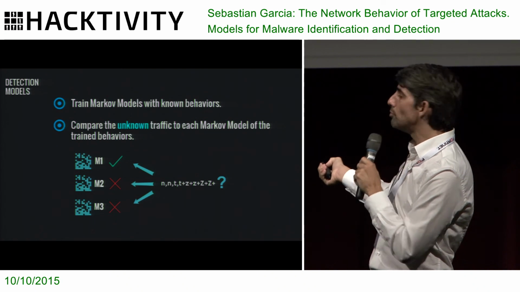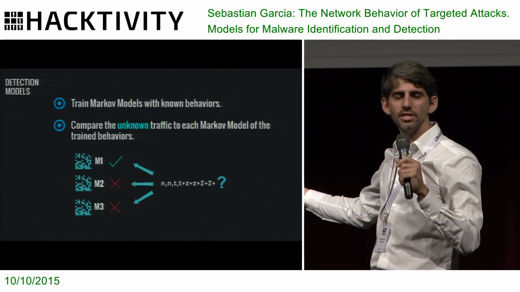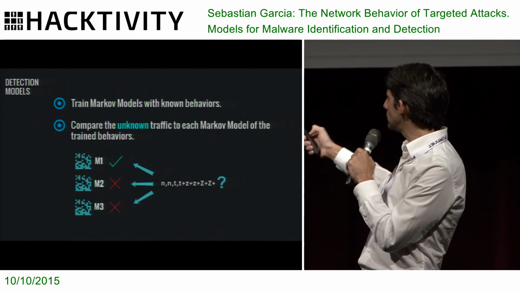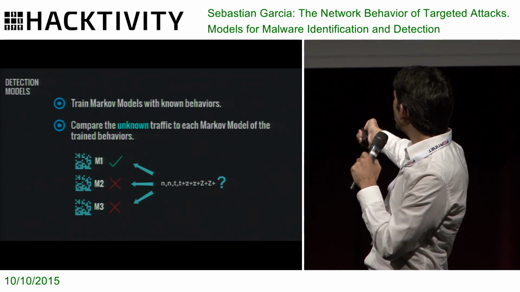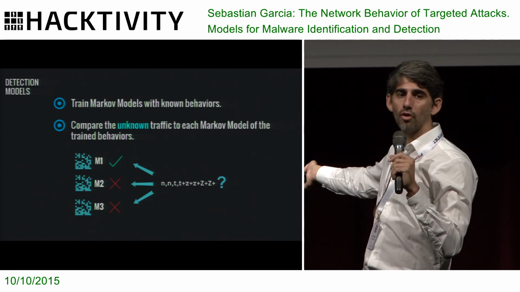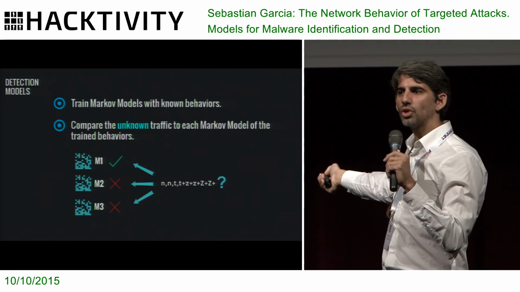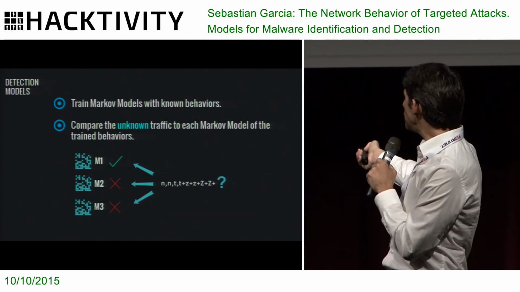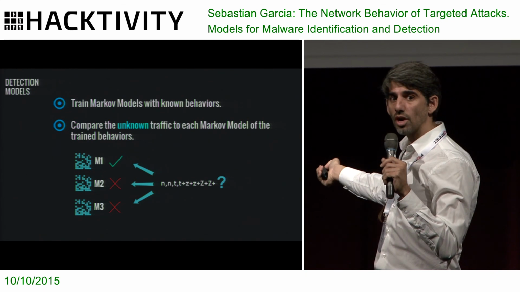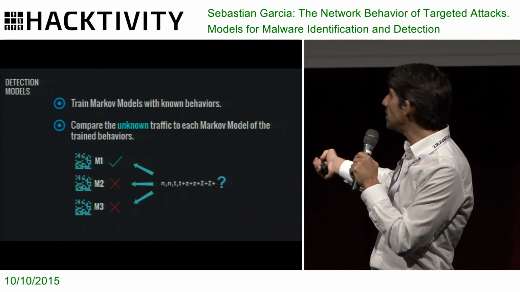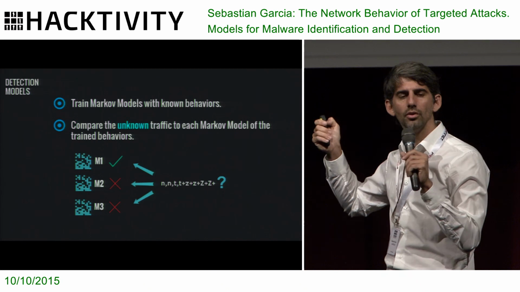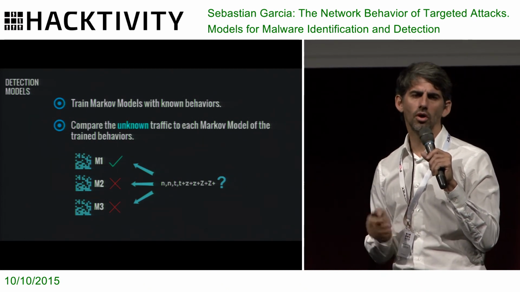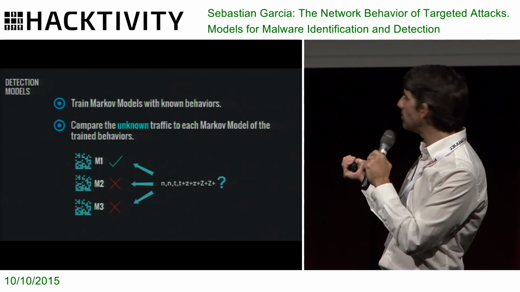Now that we have these models that I know what they are, this is a command and control that is down, this is a command and control that is working, this is another type of attack. Now we can get unknown traffic from an unknown network, and we can try to compare and say, okay, the question is, what is the probability that this traffic was generated with this model? That's why we are using the Markov chain. So we say, okay, well, the probability is actually very, very low. Okay, and what is the probability of being generated by the second model?